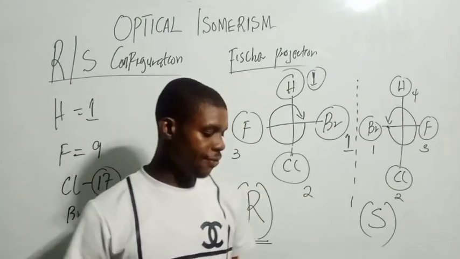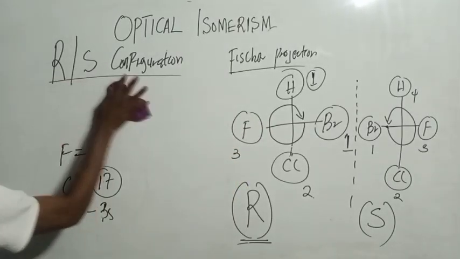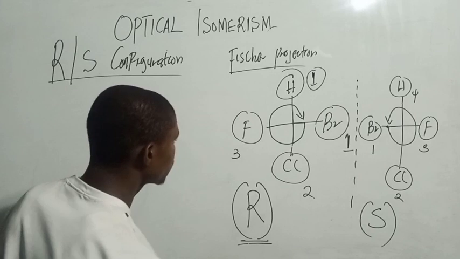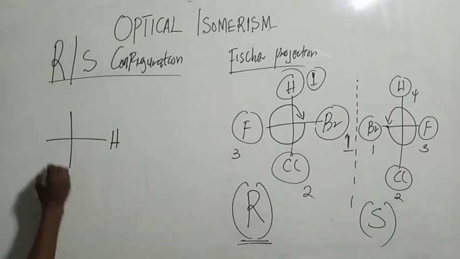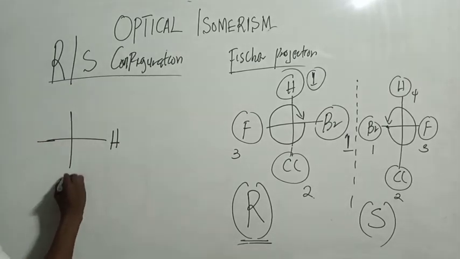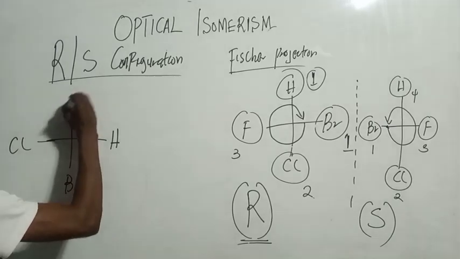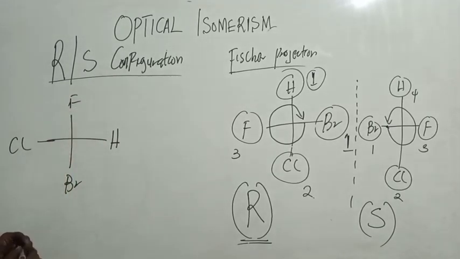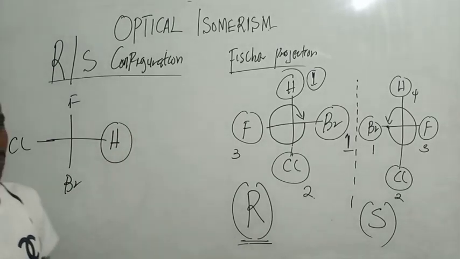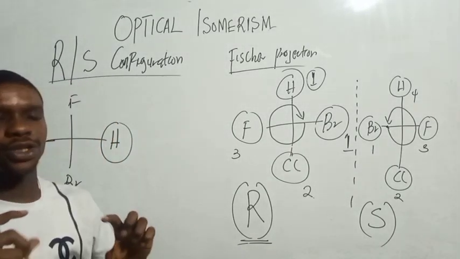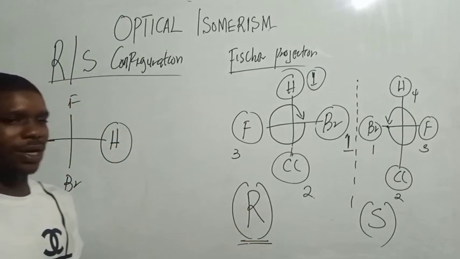Now what about if I give you something like this? You have hydrogen, you have Br, you have Cl, you have fluorine. Now, when the hydrogen is not on the vertical bond, rather it is on the horizontal bond, this here is normally used to be confused. I don't want you to be confused. I want you to pay close attention here.